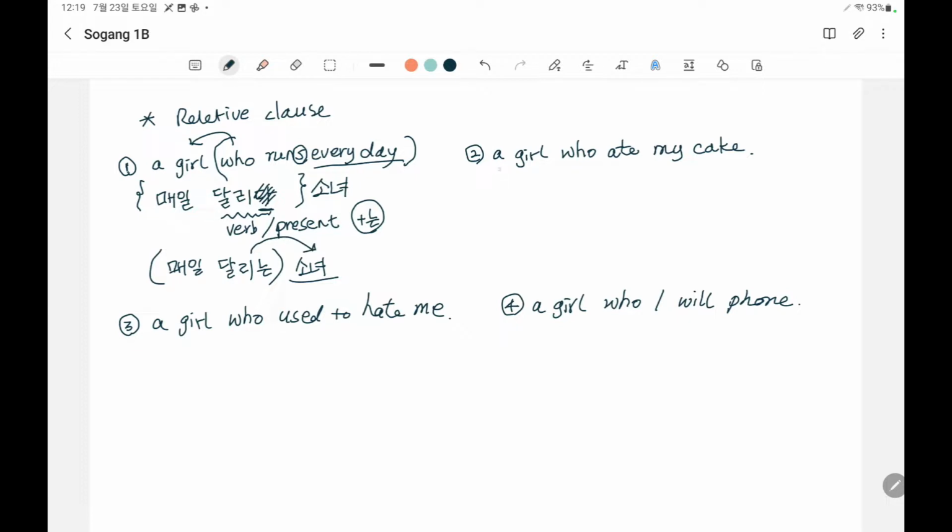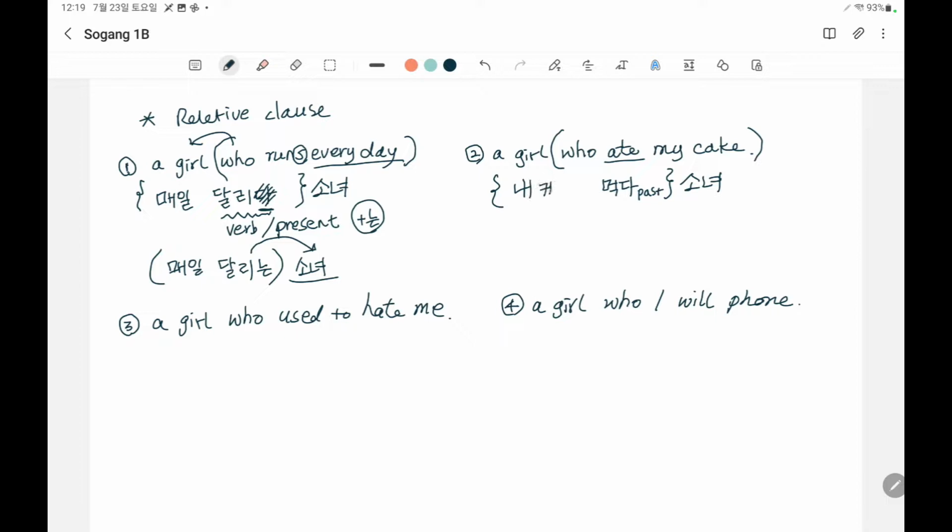자, number 2 갑시다. This is also a girl, but who ate my cake. Okay, this is a verb, but in the past, isn't it? Let's see. 소녀. And the modifying part is supposed to be in front of the noun. 자, who ate my cake. Always start from the base form. 자, 먹다 있네요. 먹다, however, we need past. 자, my cake.